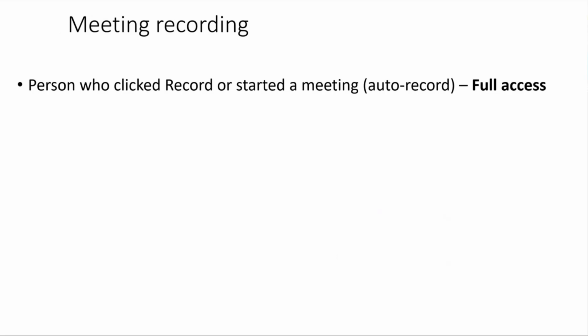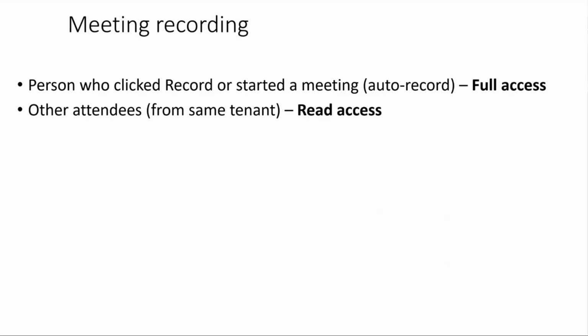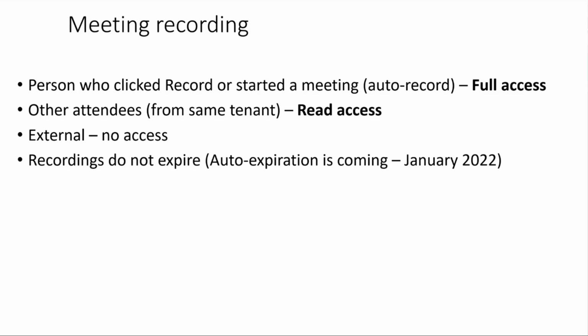So the person who clicked record during a meeting has full access to this meeting recording. Other attendees from your company, from your tenant, have read access, so they can download a meeting recording or watch that recording. And external users, well, no access. If you want to share, you have to share it manually. And recordings do not expire. Auto expiration is coming in January next year. So we'll see how they are going to plan to implement this.